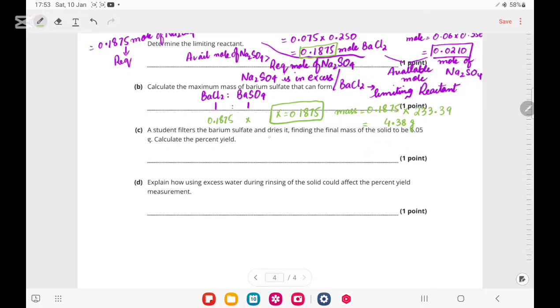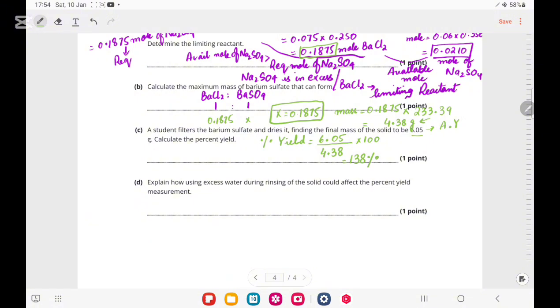Then they say a student filters the barium sulfate and dries it, finding the final mass of solid to be 6.05. So percentage yield we need to use, and this is given to us, 6.05, so it is going to be the actual yield. So actual yield comes out to be at the top 6.05, and theoretical yield is what we have found from the equation, that is 4.38, times 100. So it comes out to be 138%.